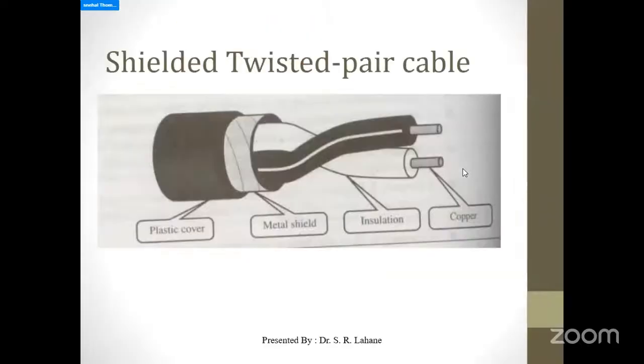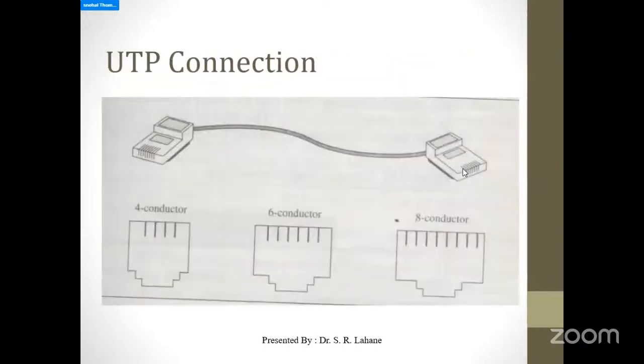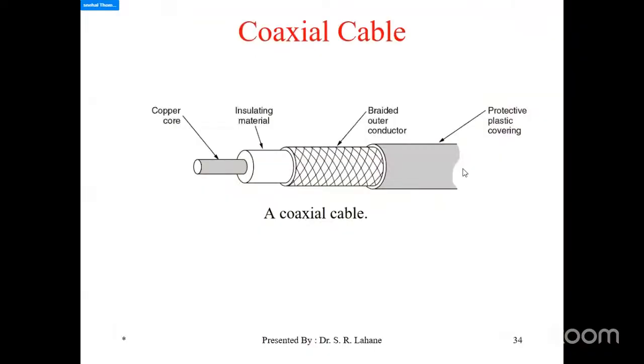In the shielded twisted pair cable, the outside layer is the plastic cover, the middle layer is the shield, and then insulation and then copper. So an extra shield is used for the shielded twisted pair cable. These are the different connectors used for shielded and unshielded twisted pair cable. For 2 pair, we use a different connector. For 3 pair, we use a different connector. For 4 pair, 8 conductors, we use another. So in our LAN, we are using the 8 conductors, that is the 4 pair.